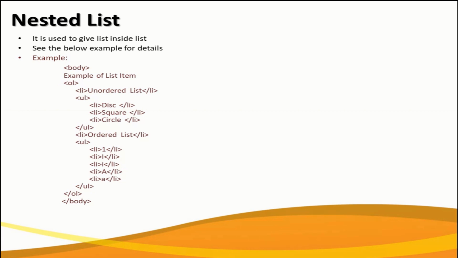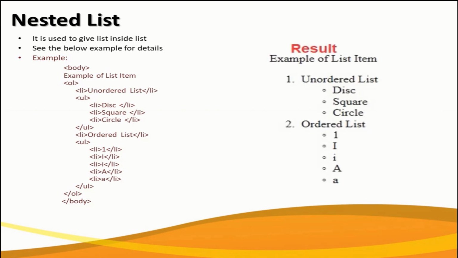Again we put a list item which will be under the ol tag, and again we write the ul tag, and under that list items 1, capital I, small i, capital A and small a are given. Finally, close the UL tag and OL tag respectively. The result will be like this. Hope you guys now learned about list. Our next lesson is inserting image file into HTML page.